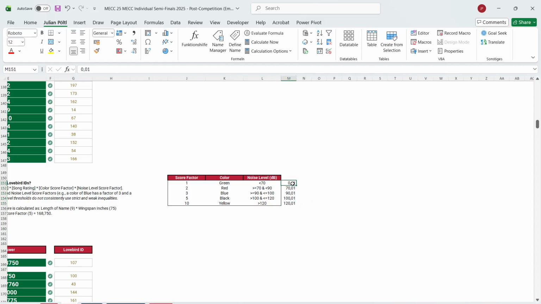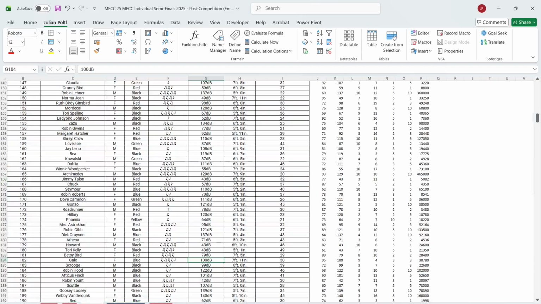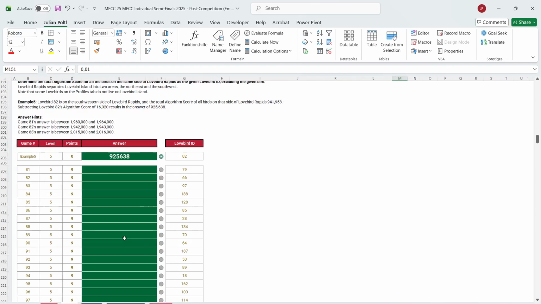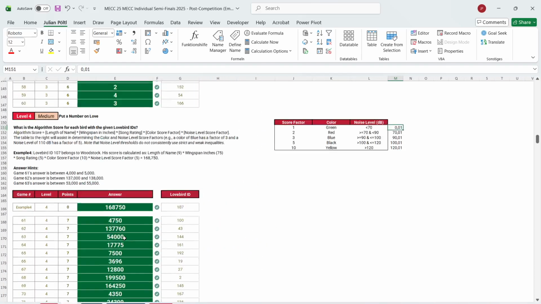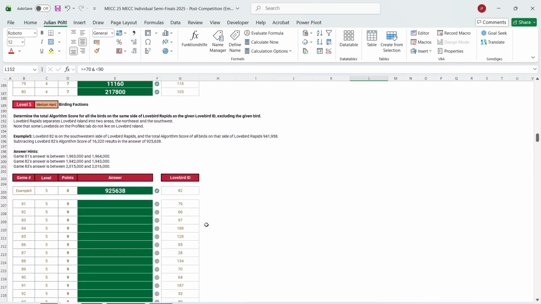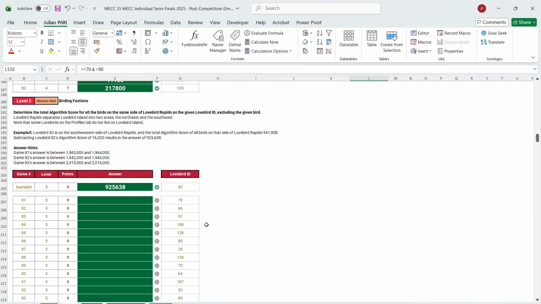Simply have to add here a little bit, and then it should be right. It was the exact match, causing an error. Okay, yeah, because it's the other way around, not smaller equals here. Fair. Determine the total algorithmic score for all birds on the same side of the river as the given Lovebird ID.